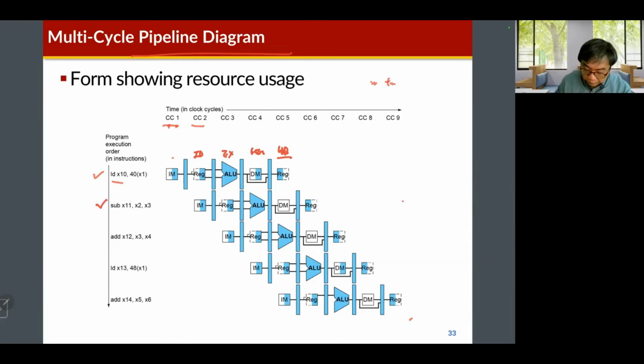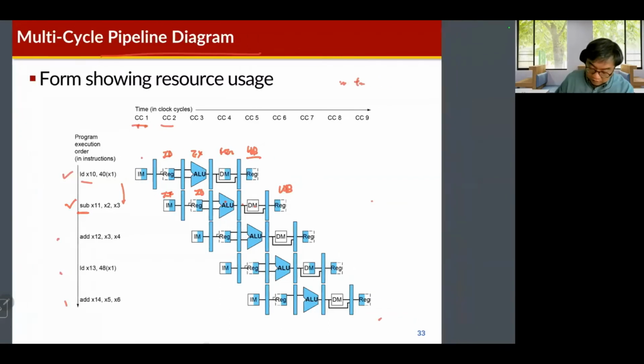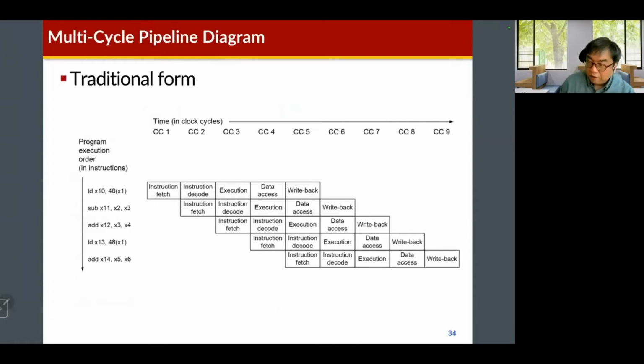How about the next instruction? This is the next instruction after the load instruction. The sub instruction is fetched at clock cycle number two. This is the instruction fetch, and then instruction decoding, and so on, until the write back. If you see this pipeline diagram, then we can understand how instructions are processed at which clock cycle number. Okay? We can easily represent this pipeline diagram like this. I usually use this format for representing a pipelining diagram.